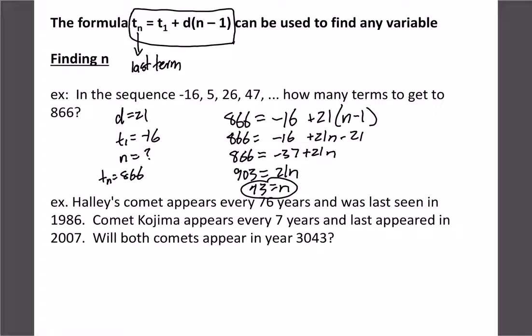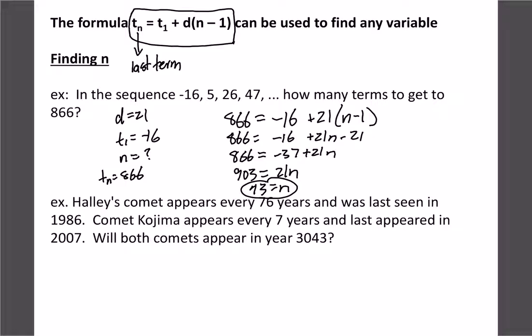Here's another one, same sort of thing. It says Halley's Comet appears every 76 years, was last seen in 1986. Comet Kojima appears every 7 years, last appeared in 2007. So it's asking, will both comets appear in the year 3043? It's a little bit different question, but we're still basically trying to figure out the same thing.